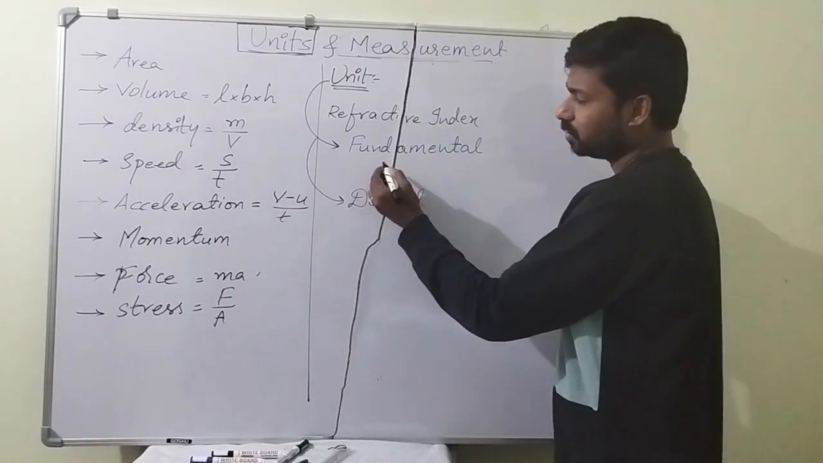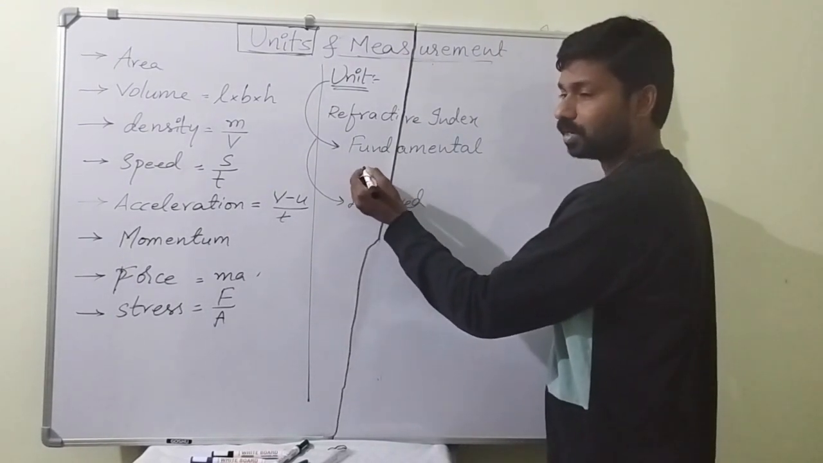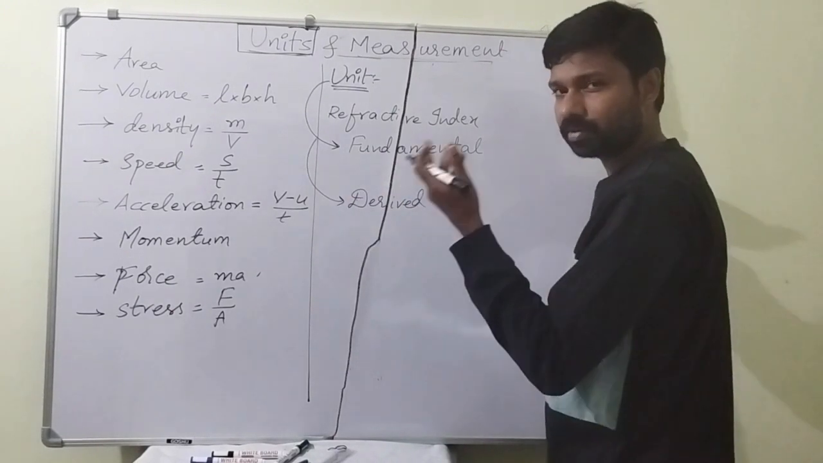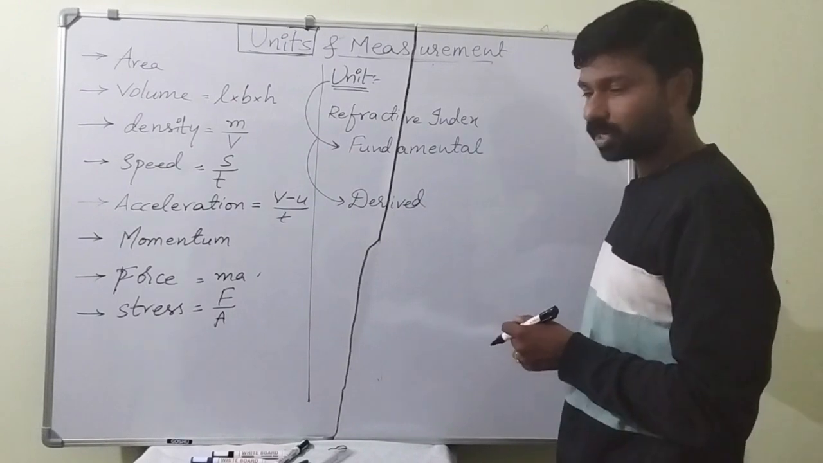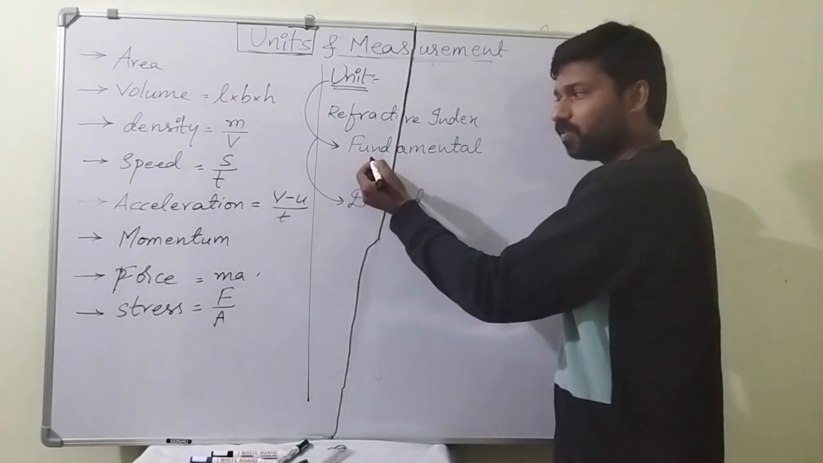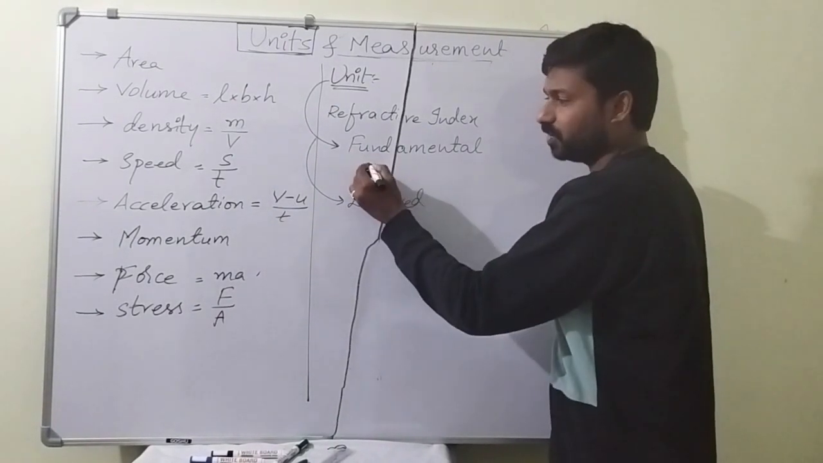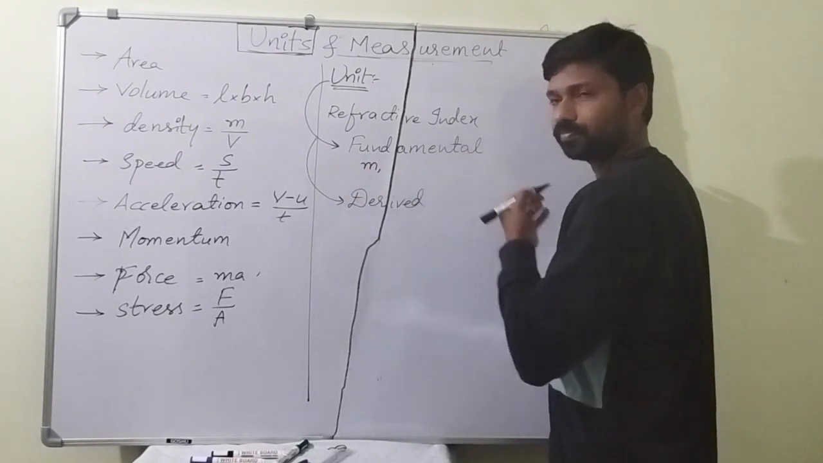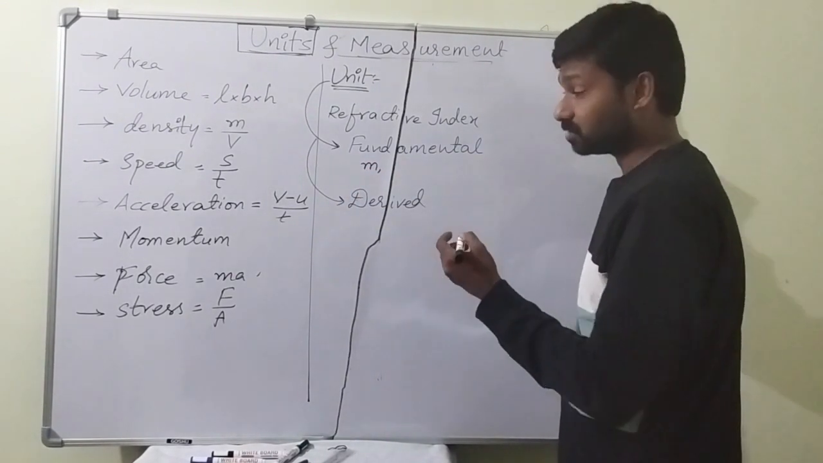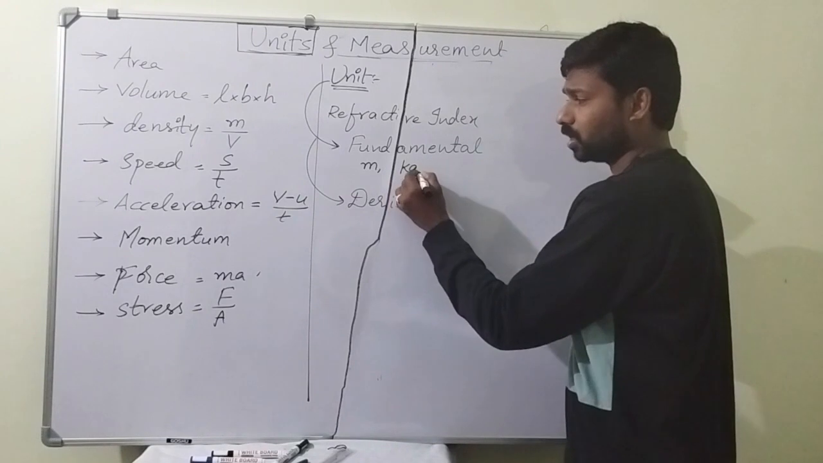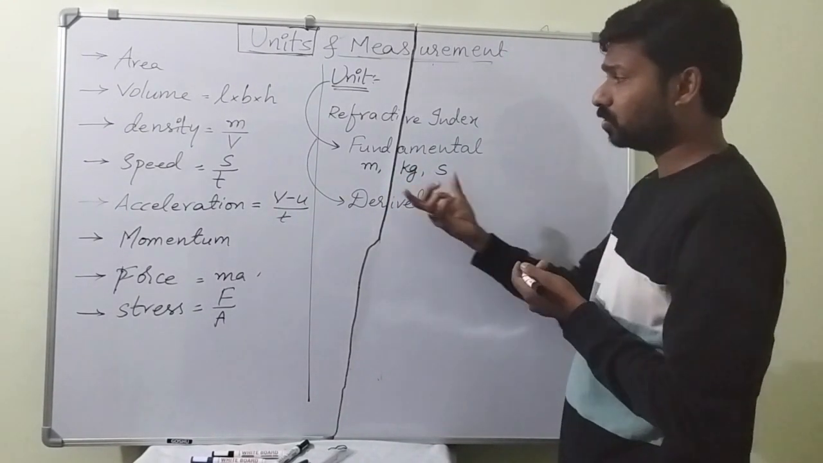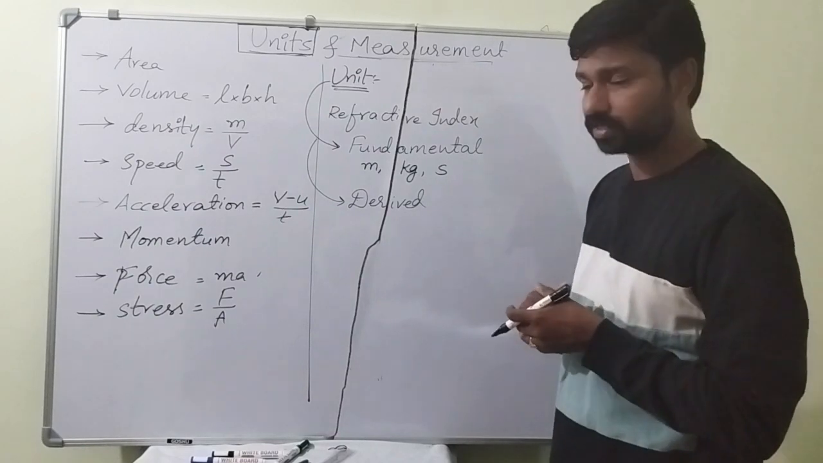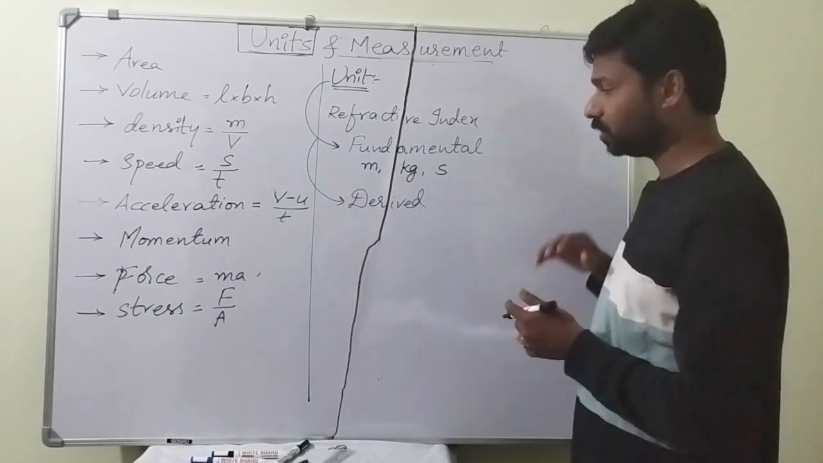For example, length, mass, time, those are fundamental quantities as well. Length, mass, time, those three are the fundamental quantities. Similarly, for these fundamental units, for length it will be meter, for mass it can be measured in kilogram, and for time you can use second. So those are the units of fundamental quantities. That's why we call them fundamental units.